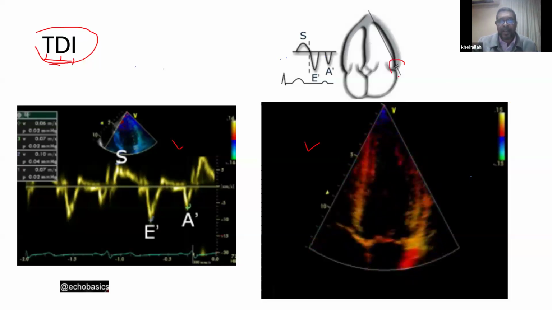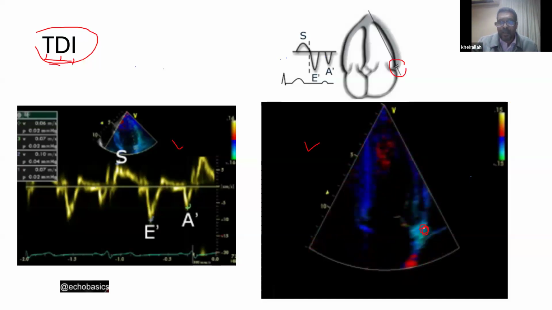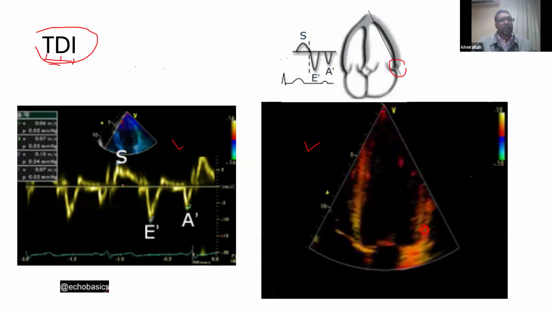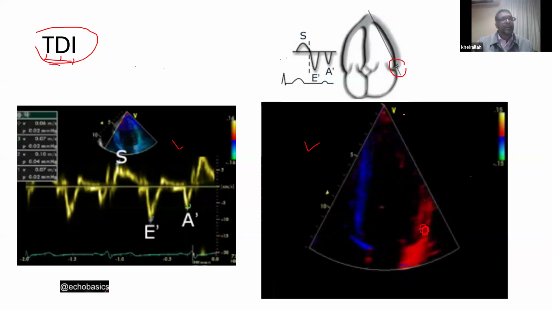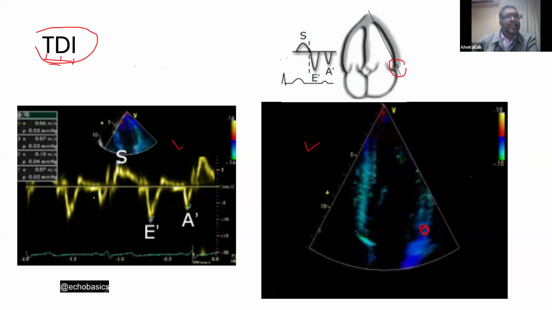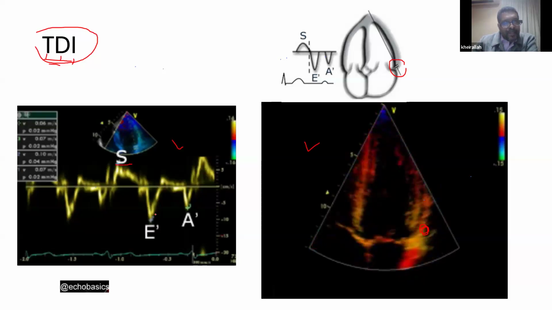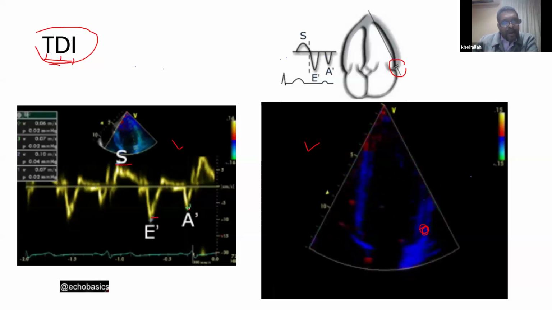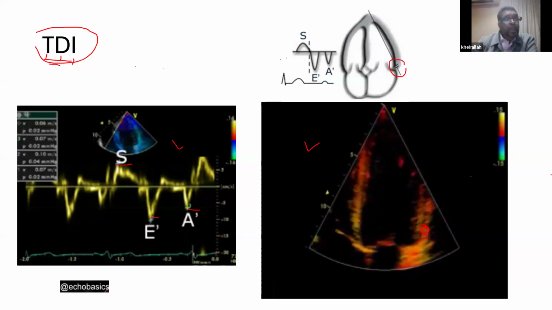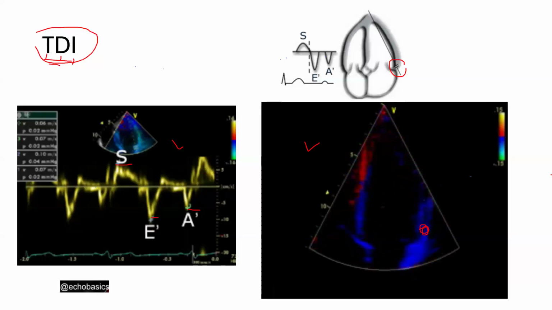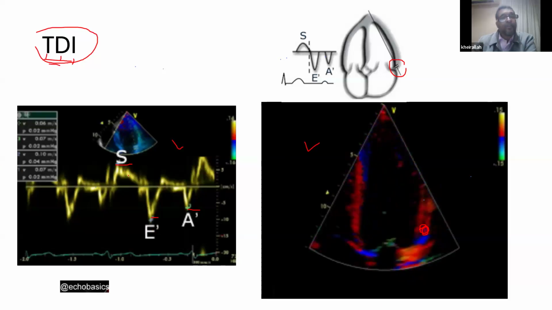So if your point is here, if you have chosen this point and you click on PW, here is what you get. Okay, this is what you get. This is a TDI signal. So what does this stand for? S, E prime, and A prime. Why do we call them E prime and A prime? To distinguish them from E and A of the mitral inflow.